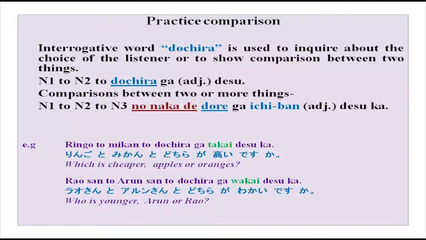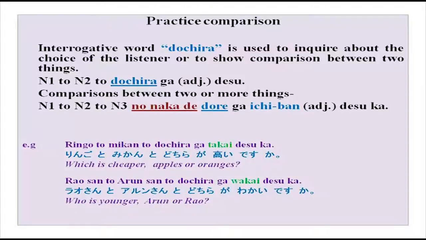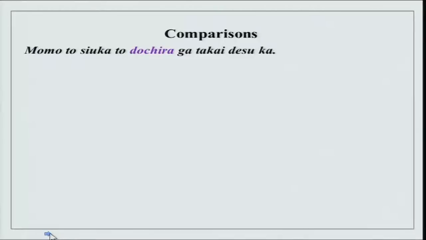Ringo to mikan no naka de dore ga ichiban takai desu ka? Dochira ga ichiban takai desu ka? Which one is the most expensive amongst the two? Rao-san to Arun-san to dochira ga wakai desu ka? Who is younger? So, you can practice like this using these comparisons over here. Dochira no naka de ichiban no hou ga, any of these you can use, the ones we have done in class, and you can practice.